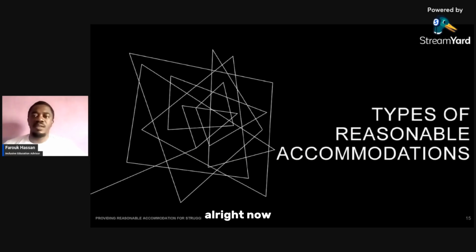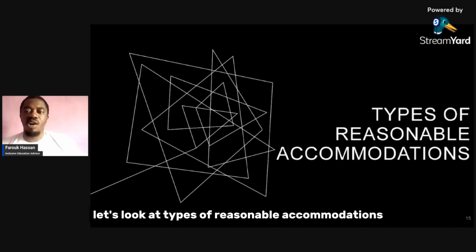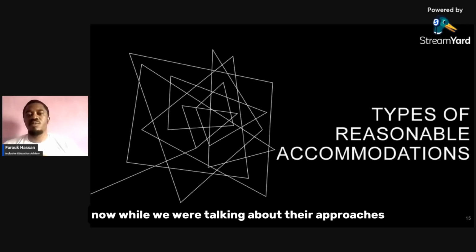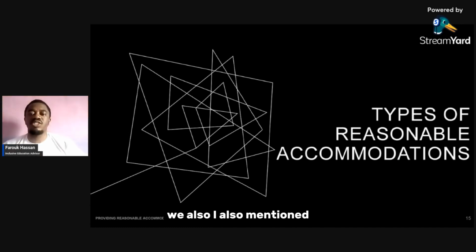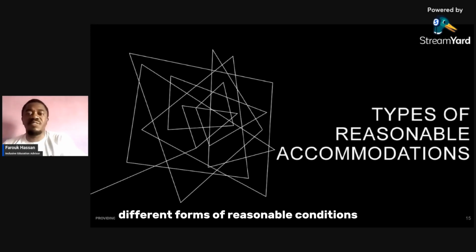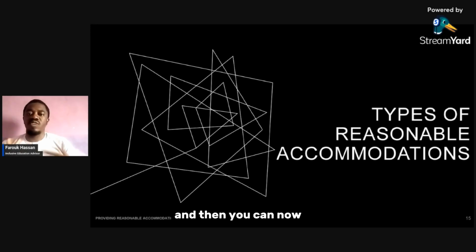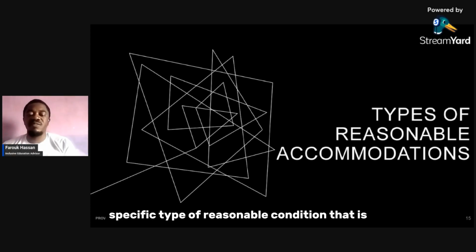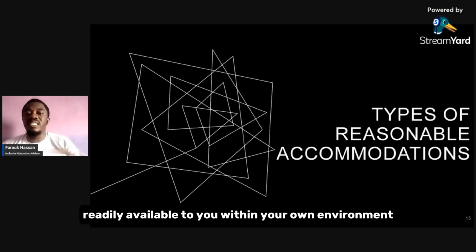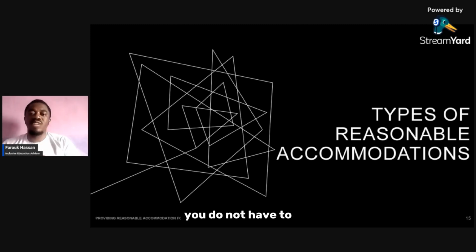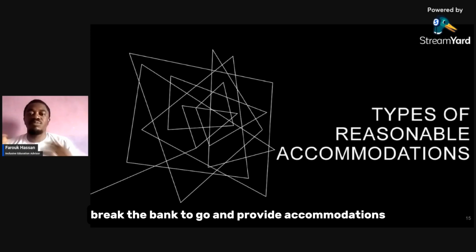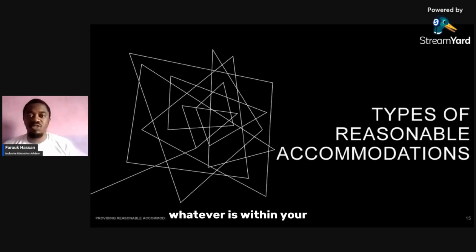All right. Now let's look at types of reasonable accommodations. While we were talking about the approaches, I also mentioned some types of reasonable accommodations. Now, I'm going to look at different forms of reasonable accommodations, and then you can decide to pick a specific type of reasonable accommodation that is readily available to you within your own environment. You do not have to break the bank to provide accommodations. Whatever is within the school's resources, you provide it. Good.